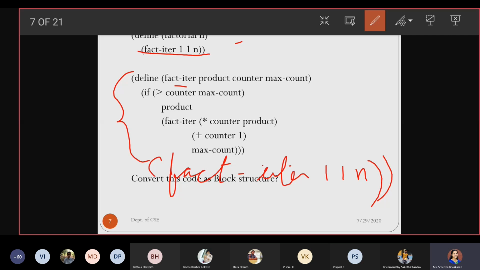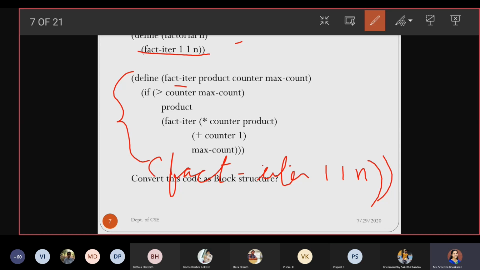So what happens? You will first be checking whether you have reached the counter value or not. If not, again you are calling your fact ITR procedure, where now you will be doing 1 into 2, which is 2. Product will be set as 2, and counter will be set as 2 plus 1, 3, and max count will be set as that same value 3. Once again, when the procedure call is done, it will become like 3 is greater than 3. Condition won't be true, so it will come here.